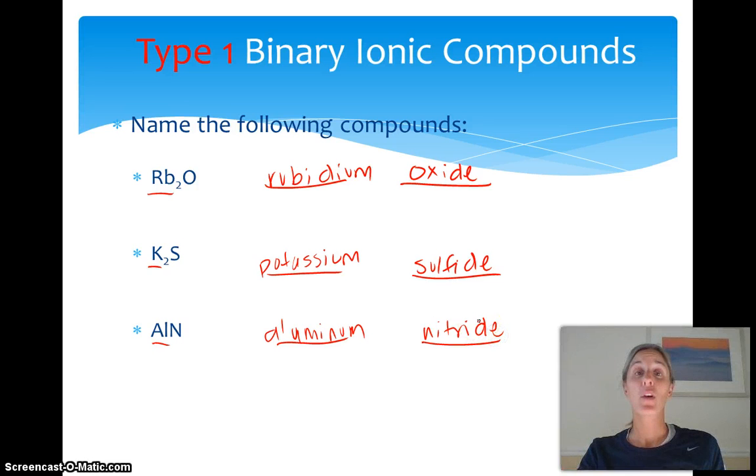So that's it. For a type 1 binary ionic compound, your metal name is just going to get copied straight off the periodic table, and your nonmetal name is going to get changed to an IDE ending. That's it.